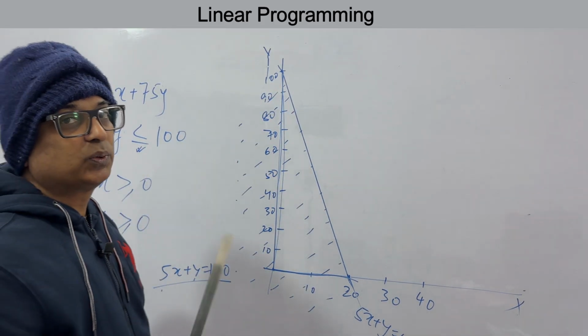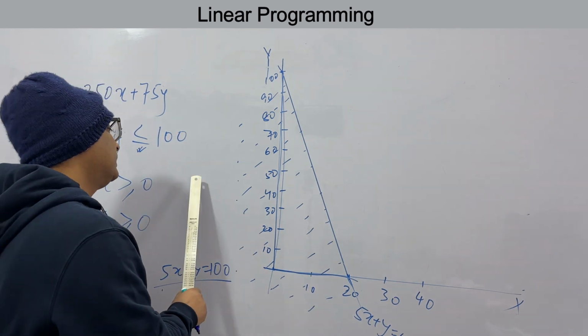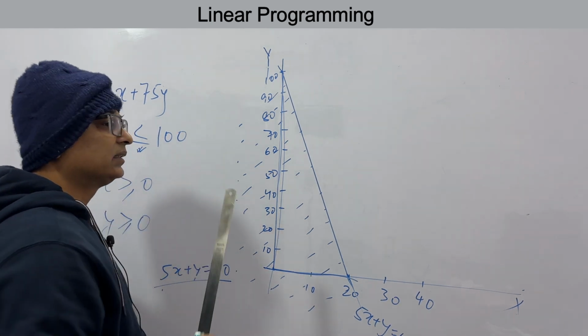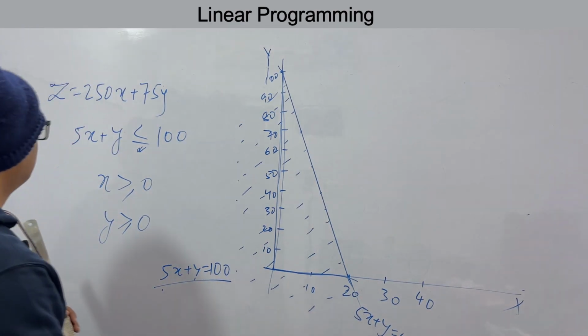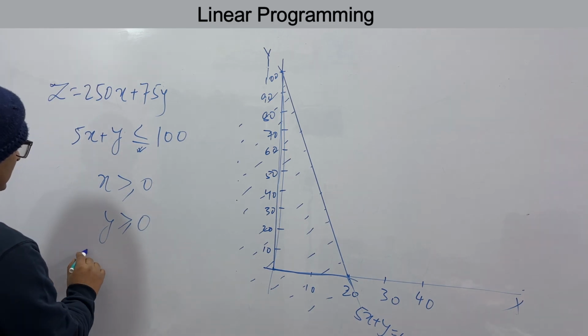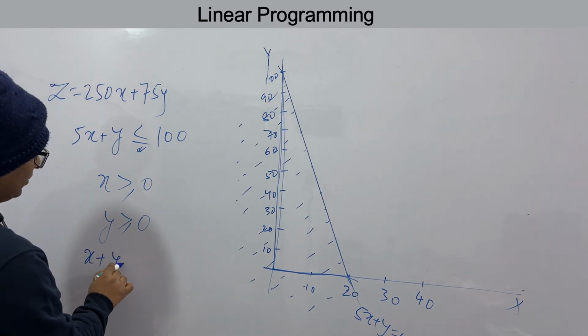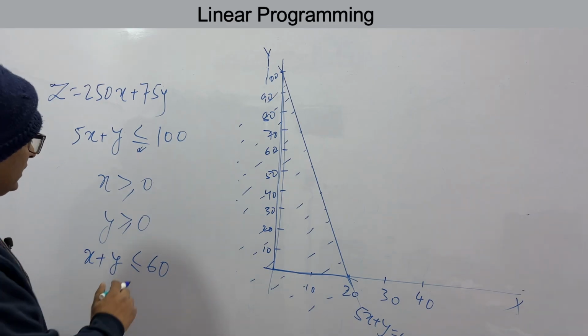Now go back to the question. There was another line that said the number of tables and the number of chairs can at maximum be 60. So that is our next constraint. That is x, number of tables, plus y, number of chairs. It has to be less than or equal to 60. This is our second constraint.